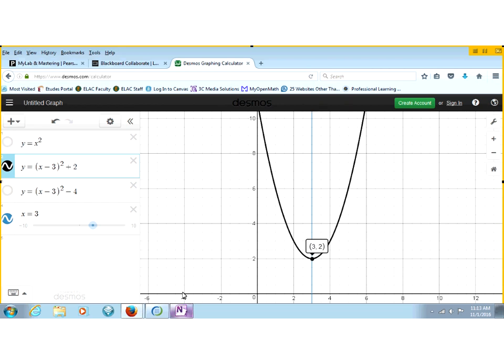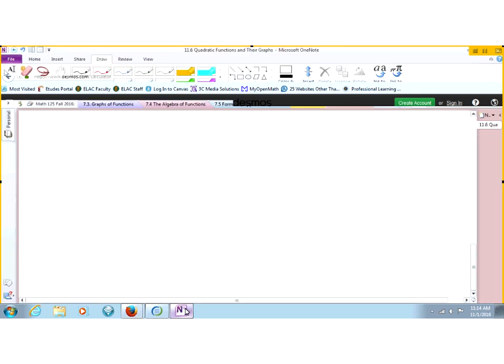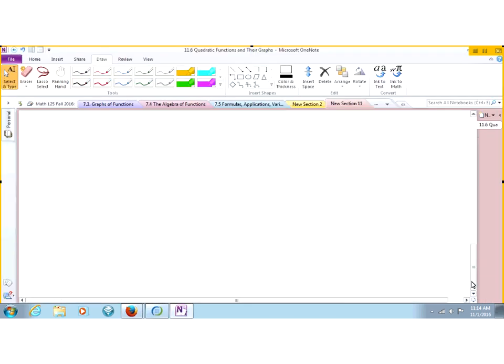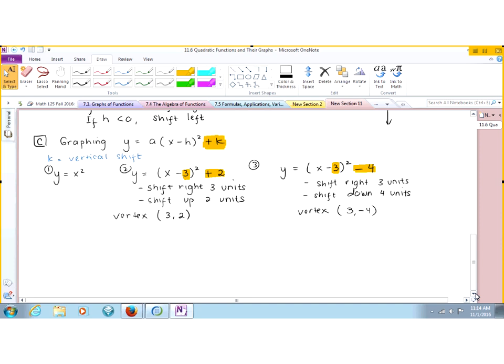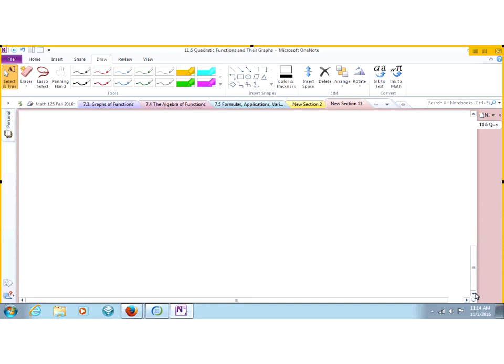So now we're going to write a summary, and then in the next section we will graph from scratch. So no longer using the calculator. Okay? Good. Let's write down the summary of this graph, and then we will graph by hand. Yeah, all right.